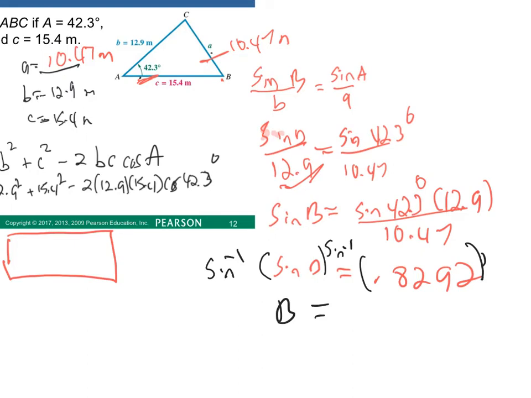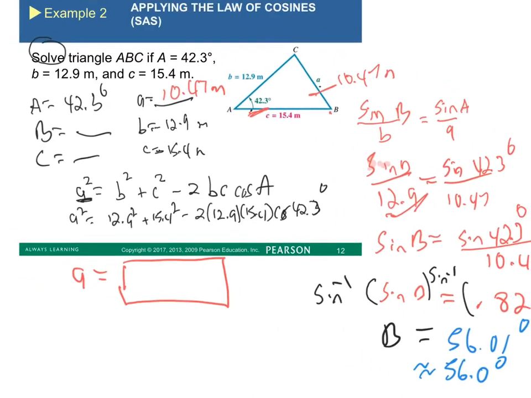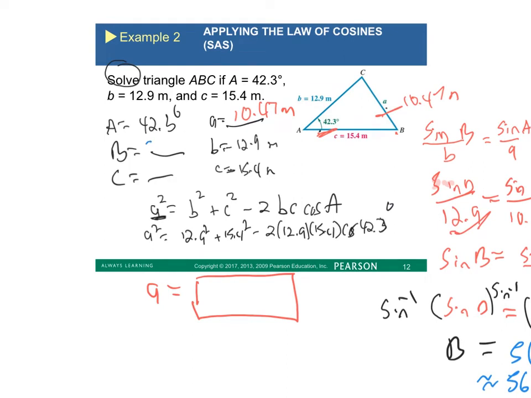Okay, so we come back. 56.01 degrees. And since he rounded to one decimal, I'm going to put approximate. It's all approximate anyway. 56.0 degrees.